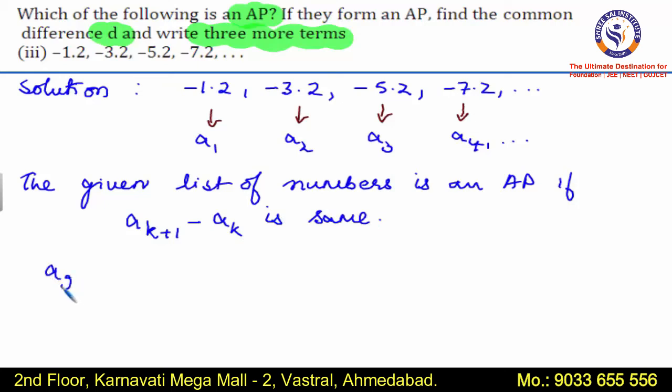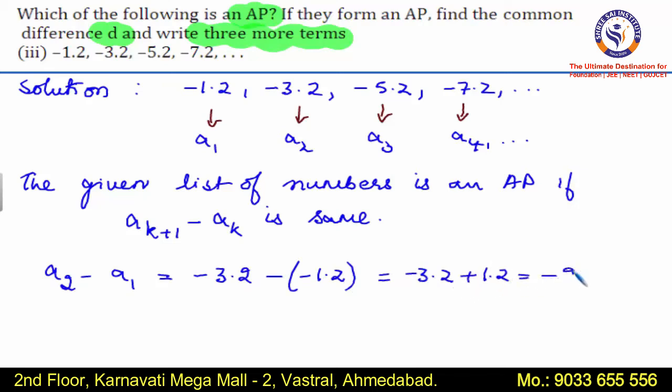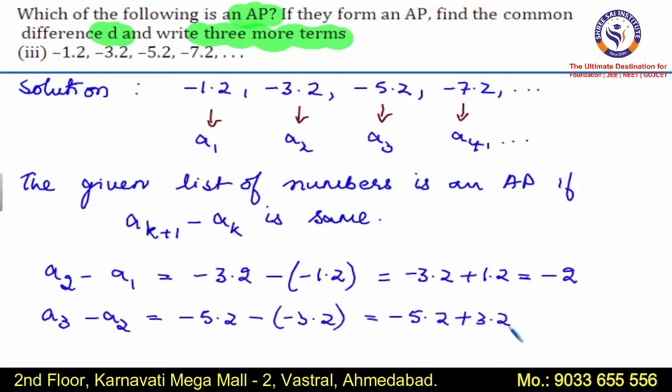First let us find out A2 minus A1. This is equal to minus 3.2 minus of minus 1.2, which is minus 3.2 plus 1.2, which is equal to minus 2. Now let us find out A3 minus A2. This is equal to minus 5.2 minus of minus 3.2, which is minus 5.2 plus 3.2, and this is again equal to minus 2.